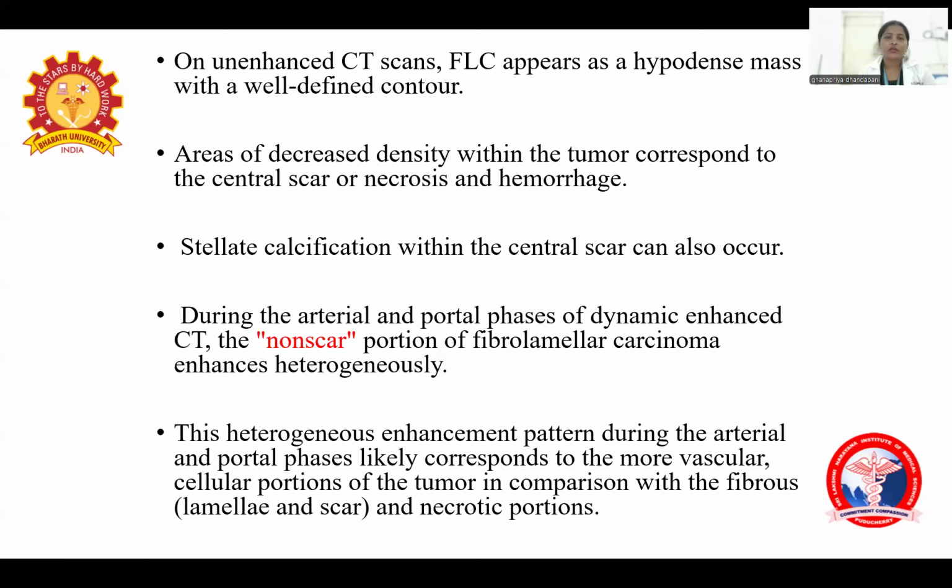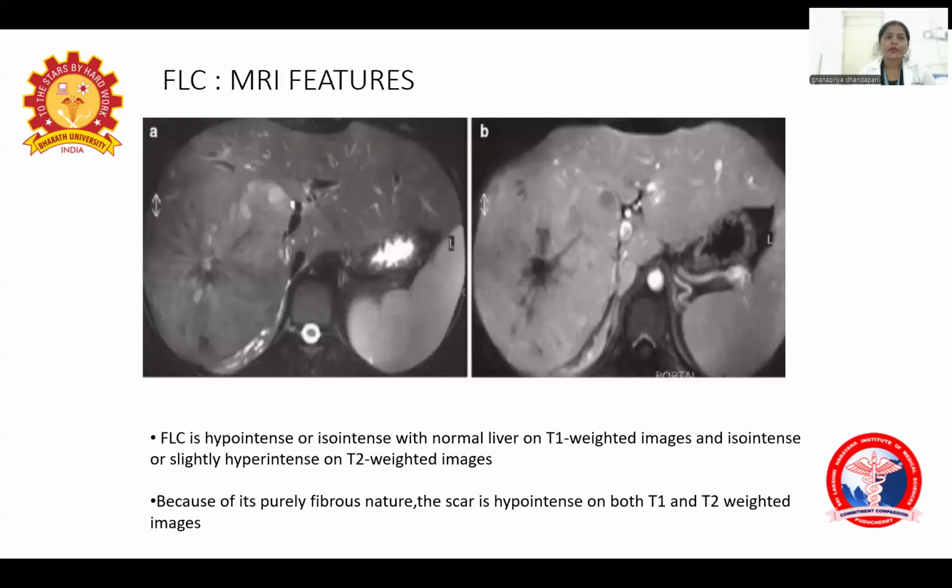During the arterial and portal phase, the non-scar portion shows heterogeneous enhancement. This heterogeneous enhancement corresponds to the more vascular and cellular portions of the tumor, in comparison to the fibrous and necrotic portion, which usually do not enhance. So this is the MRI appearance showing a well-defined large lesion with a central hypointense scar. FLC is usually hypointense or isointense to the normal liver parenchyma on T1, and iso- to hyperintense on T2 images. Because of its purely fibrous nature, the scar will appear hypointense on both T1 and T2 images.